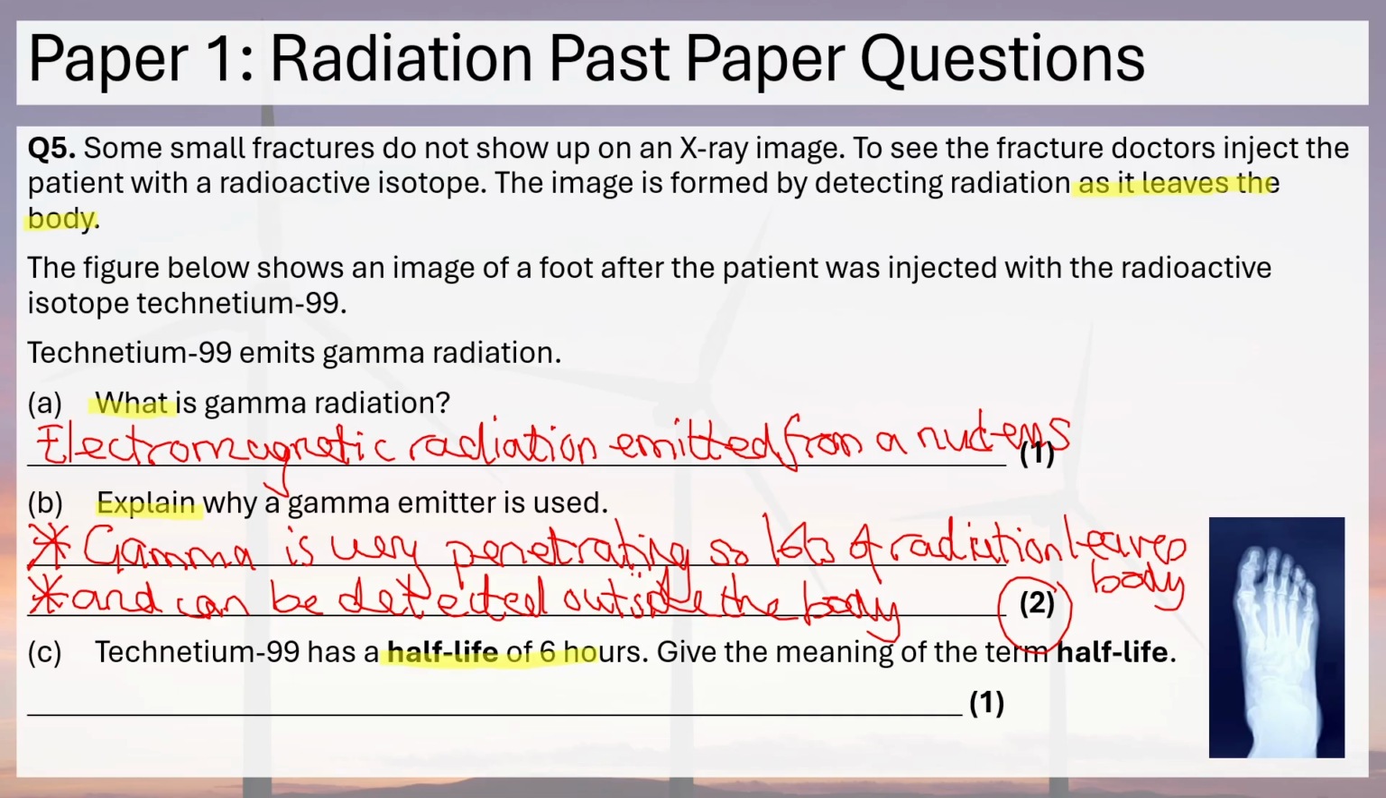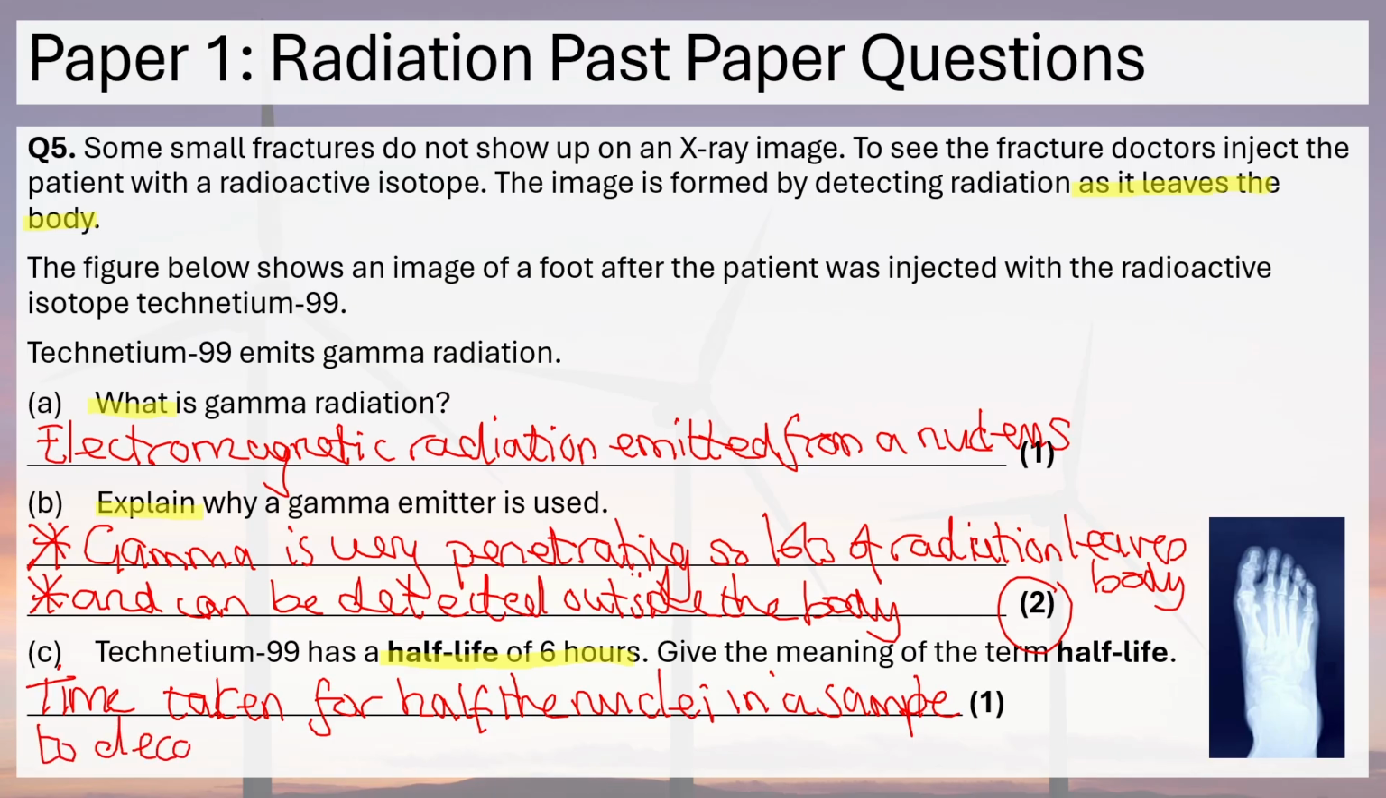Okay, last bit then. Technetium-99 has a half-life of 6 hours. Give the meaning of the term half-life. Again, we're just looking for a definition here. So it's the time taken for half the nuclei in a sample to decay. There's our definition. You can also say it's the time taken for the counts per second or the activity to halve. That would also be fine.